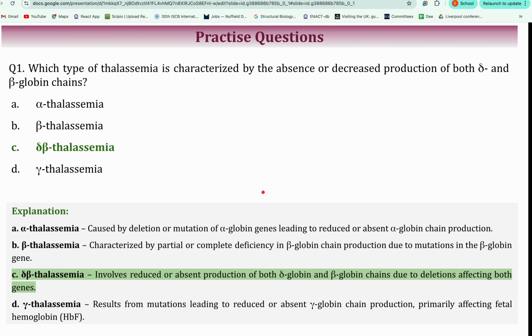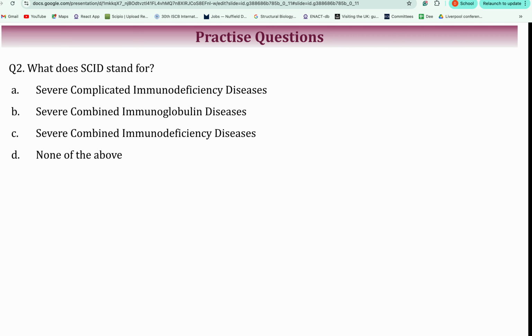Let's move to the next question. So the next question is, what does SCID stand for? Option A, severe complicated immunodeficiency diseases. Option B, severe combined immunoglobulin diseases. Option C, severe combined immunodeficiency diseases. And option D is none of the above.